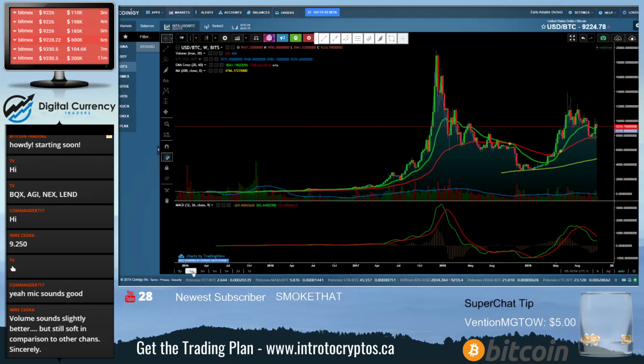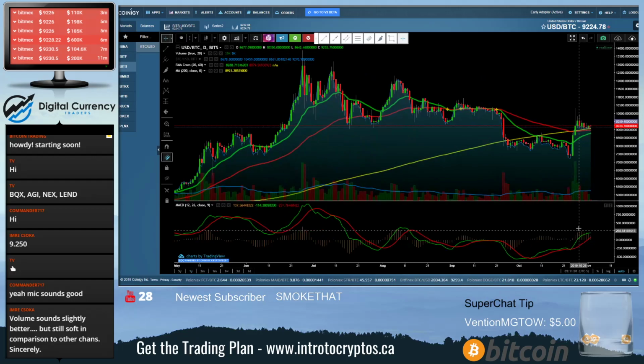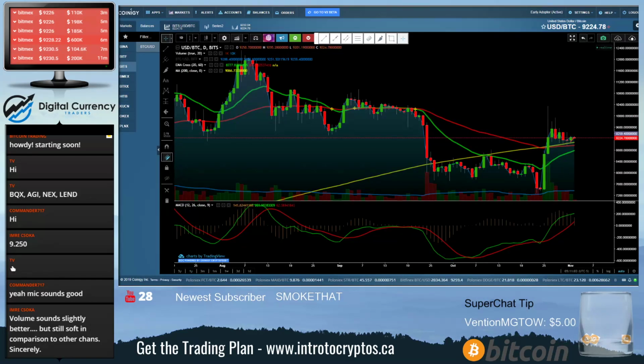Now on the 1-week view of the MACD, it's looking good. We'll take a look at that in a couple days. This is looking pretty good, except I don't like the slowing down here right at the tip.